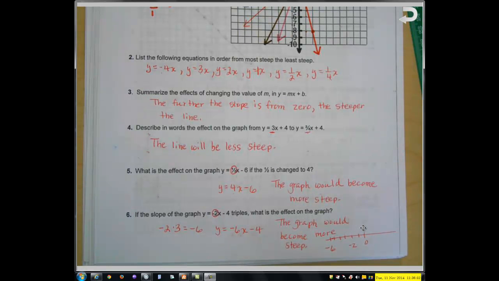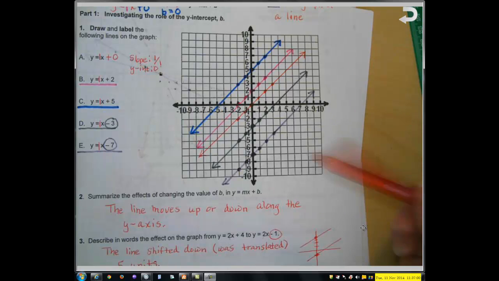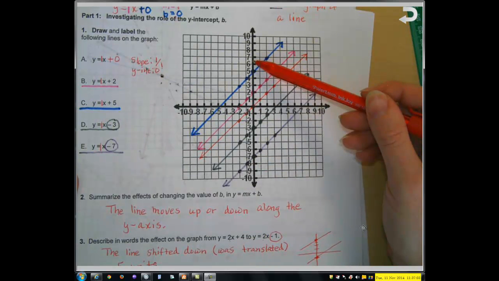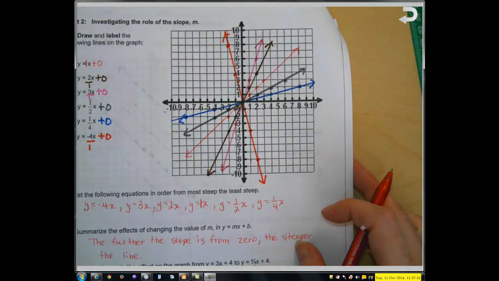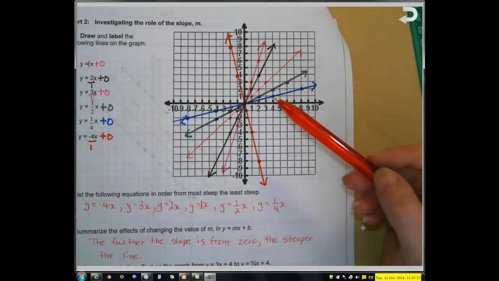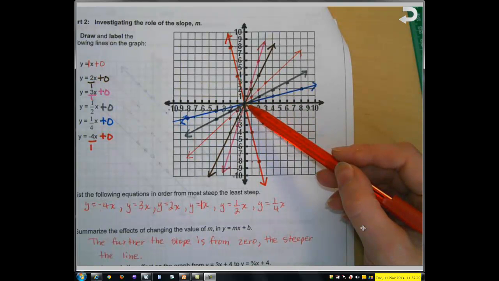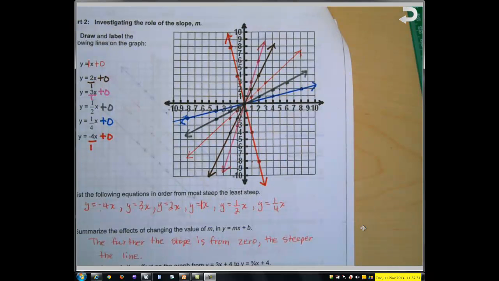Okay, so to sum it up, changing the y-intercept in a graph will shift the graph either up or down along the y-axis. Changing the slope in a graph will make the line either steeper or less steep. The further the slope number is from 0, the steeper the graph will be. The closer the slope number is to 0, the less steep the graph will be.